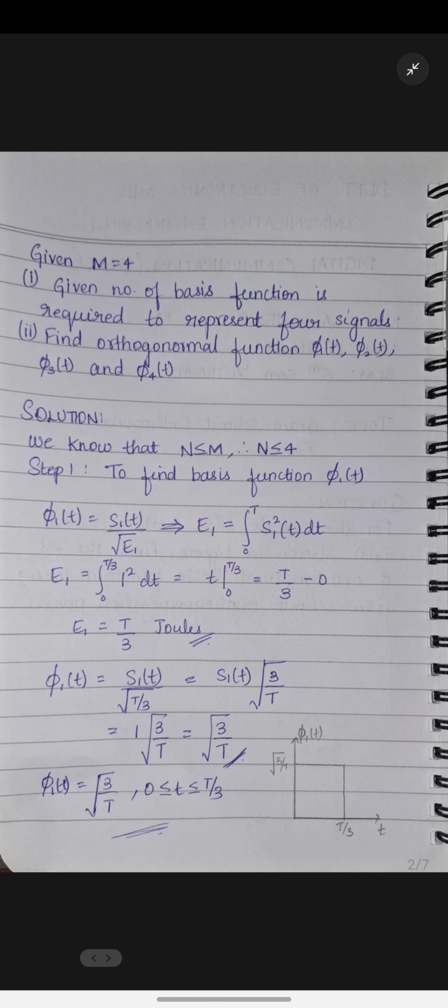Given the number of basis functions required to represent the 4 signals, find the orthonormal functions phi1(t), phi2(t), phi3(t) and phi4(t). Now let us look at the solution for this problem. We know that N is less than or equal to M, therefore N is less than or equal to 4. Now step 1 is to find the basis function phi1(t).